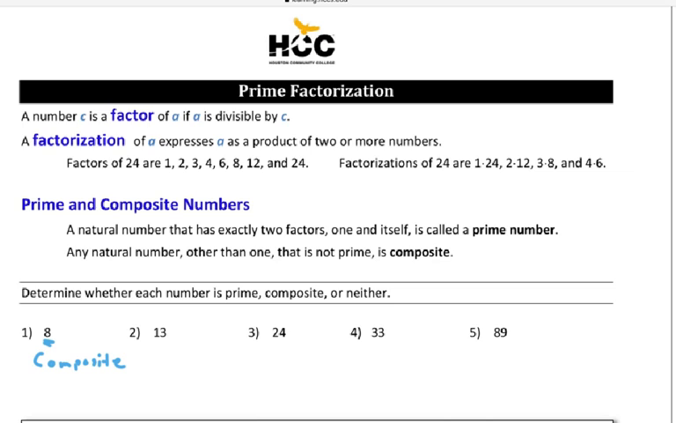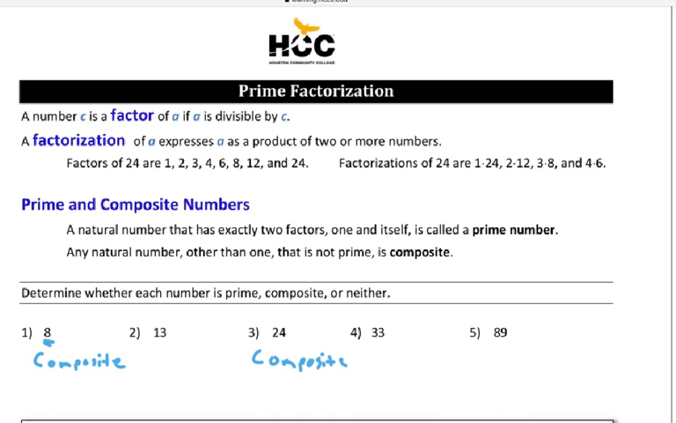In fact, anything that is even is going to be composite. So I'm just going to put number 3 as composite. I automatically know that.